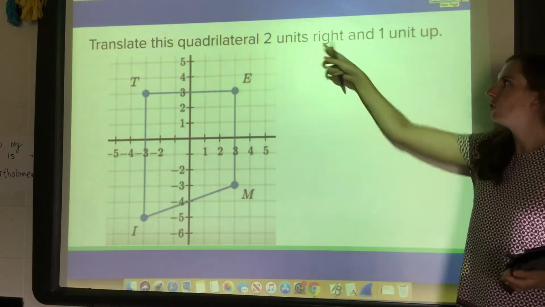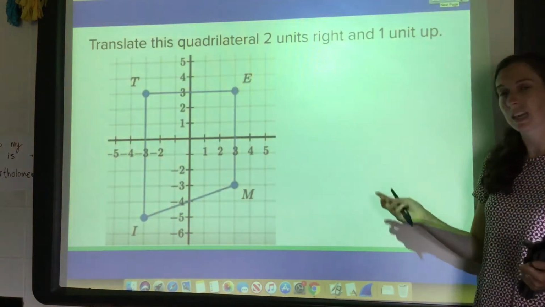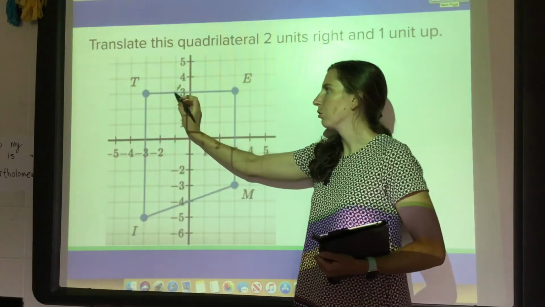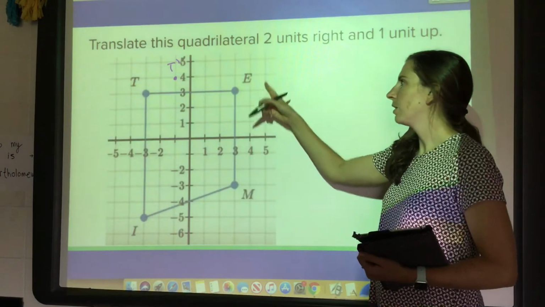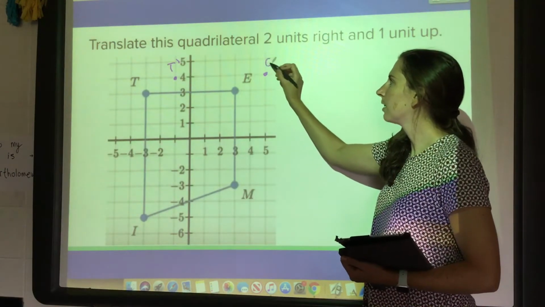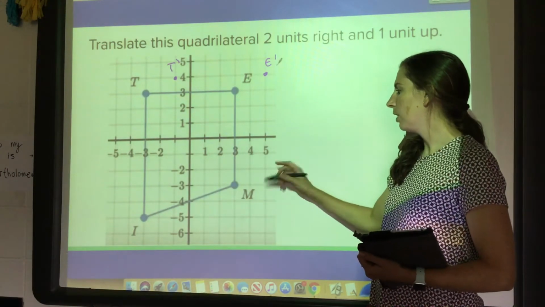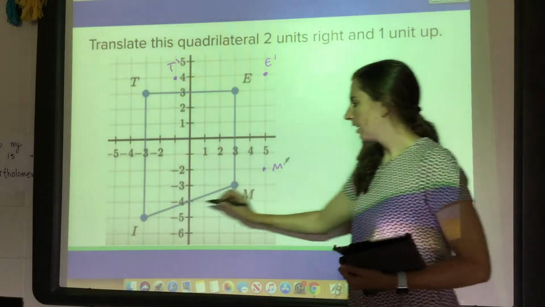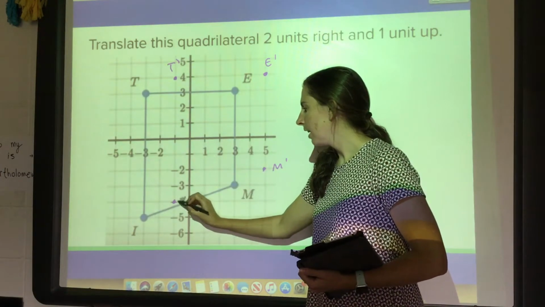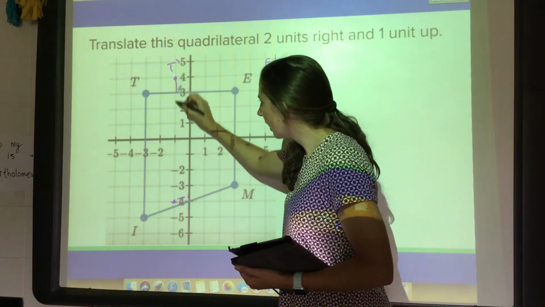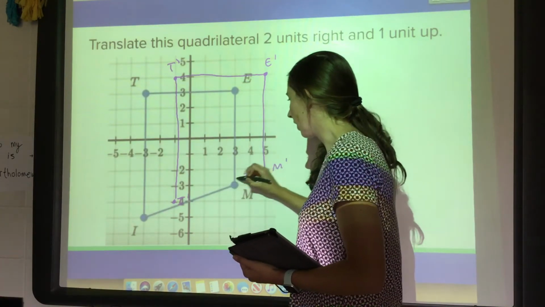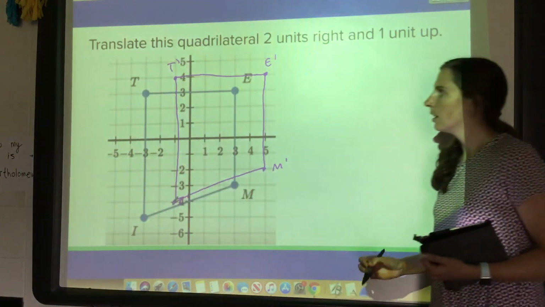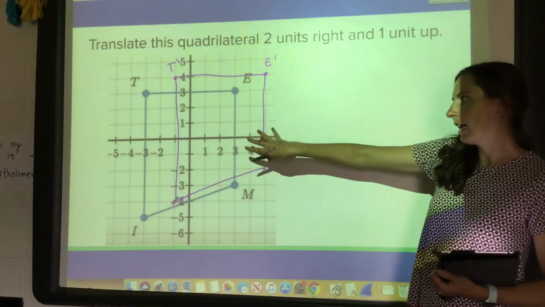What if I want to go 2 right and 1 up? Same thing, but just go 2 right and 1 up. Now that's T prime. 2 right, up 1, 2 right, up 1, 2 right, up 1, and again, I'll connect the dots. All the points got shifted, but it's pretty easy for me to draw the rest of them now. So that got slid right and up.